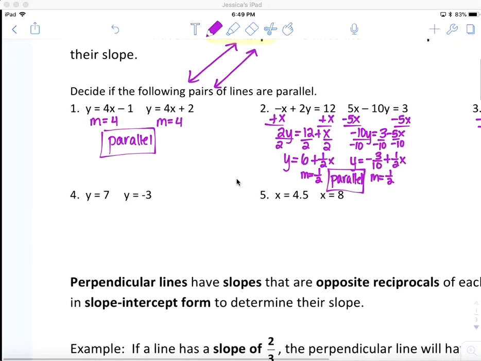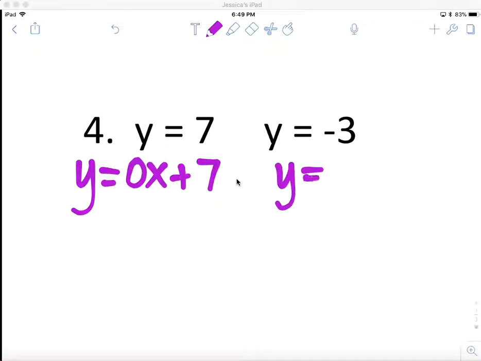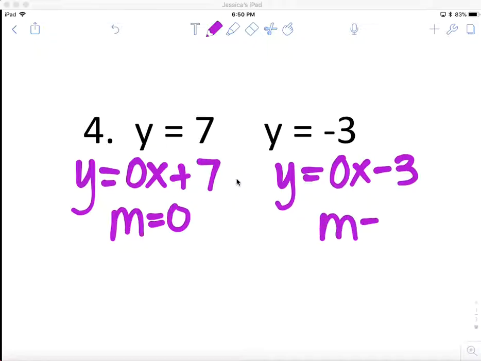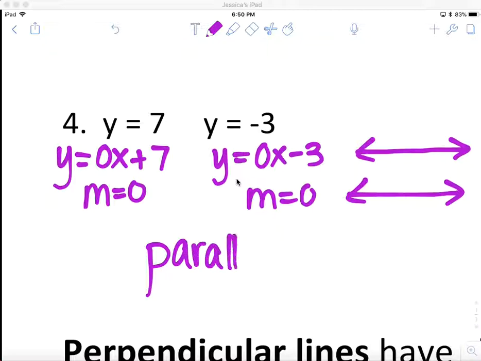Let's look at number 4. Number 4 has y equals 7 and y equals negative 3. If you remember from Unit 3, when you just have y, that is the same thing as having a slope of 0. I could rewrite this as 0x plus 7, and it would mean the same thing. I could write this as 0x minus 3, and that would mean the same thing. The x has been canceled out with a 0. From our song, horizontal is our hero, that's because our slope is 0. This just means that I have two horizontal lines. So yes, these are parallel. They have the same slope.